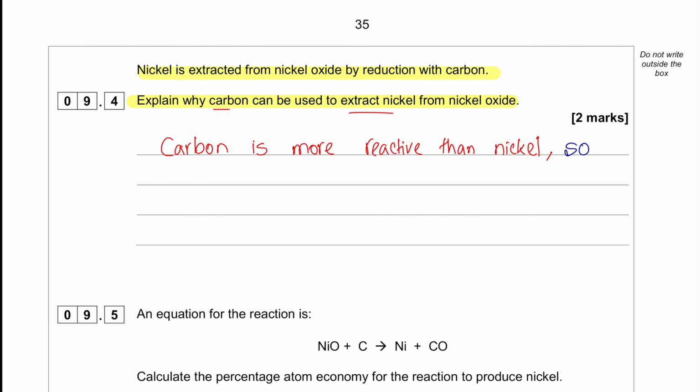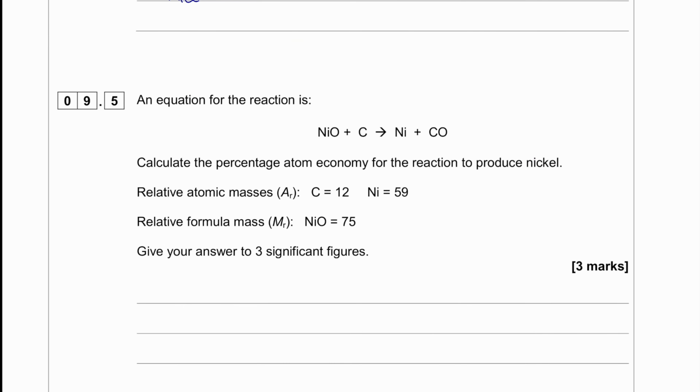So carbon will displace nickel from nickel oxide. The equation for the reaction is NiO plus C gives Ni plus CO. So we can see that the carbon is taking away the oxygen.